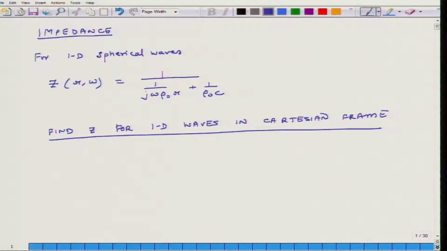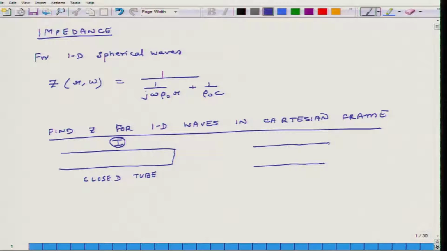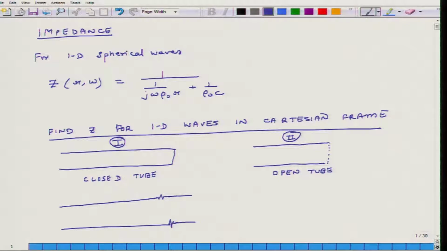Specifically, we will consider 4 scenarios. First is we will have a closed tube. This is scenario 1. Then we will also explore how Z behaves in an open tube. So, that is scenario 2. Then the third scenario will be what is the nature of Z in a tube which is infinitely long. So, that is scenario 3.